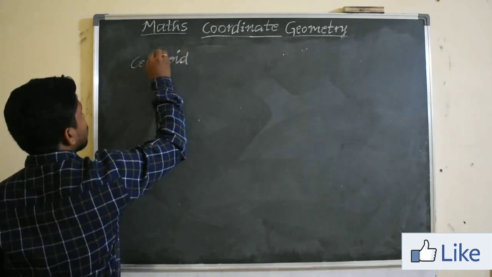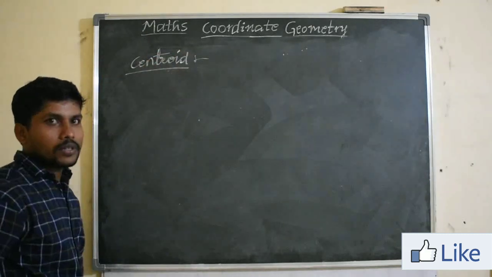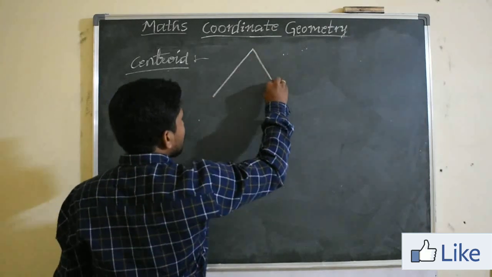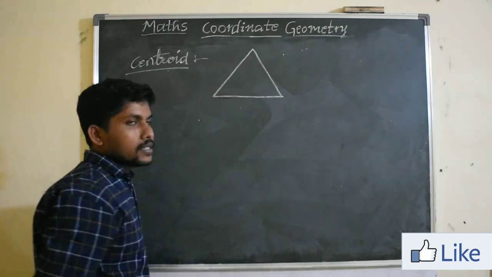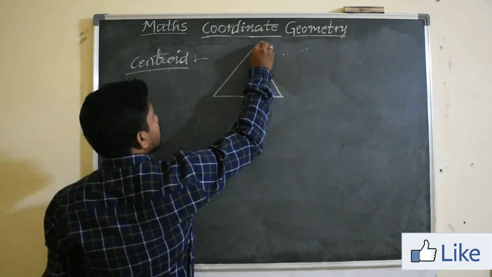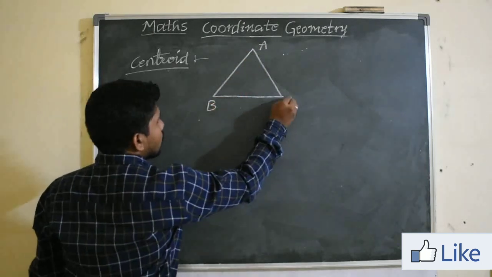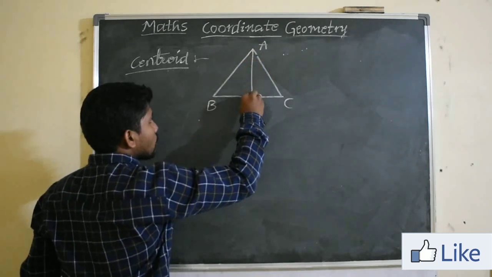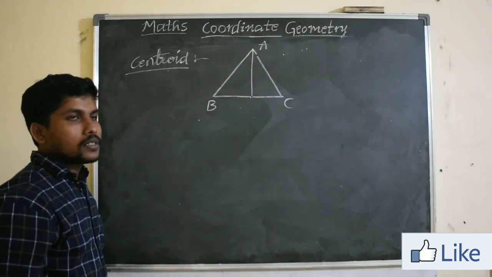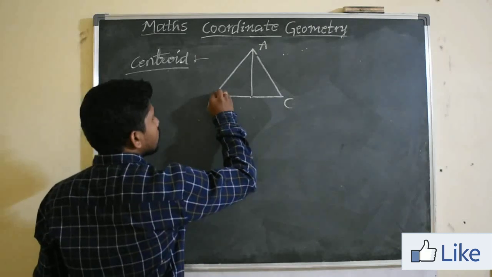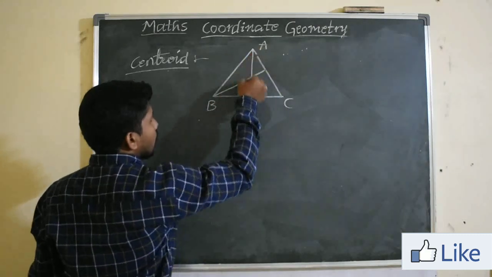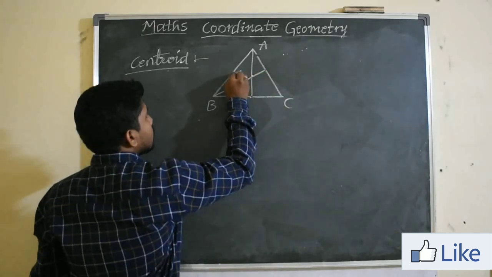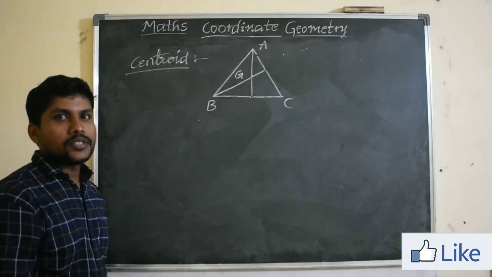Centroid, when 3 vertices are given. We already know that centroid means it is the point of intersection of medians. If I take ABC is a triangle, the point of intersection of medians is called centroid. So if I take two medians from vertex A and vertex B, they intersect at one point. That point is called centroid. Centroid is denoted with G.